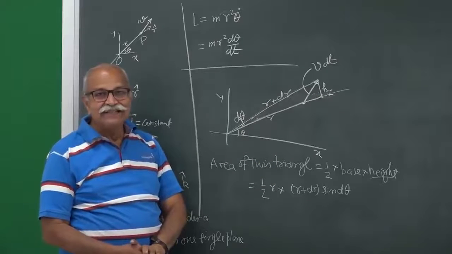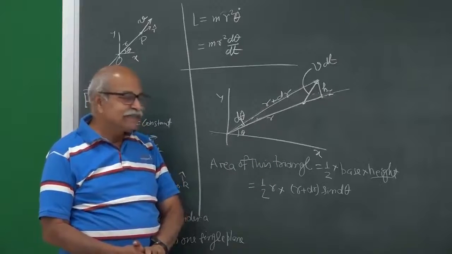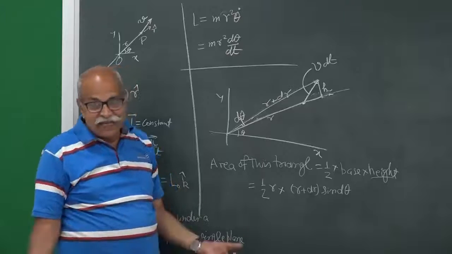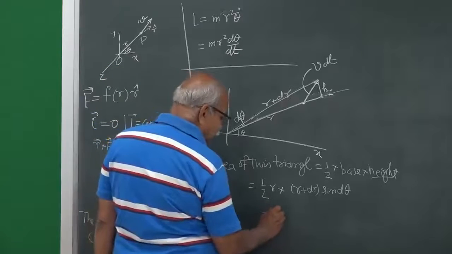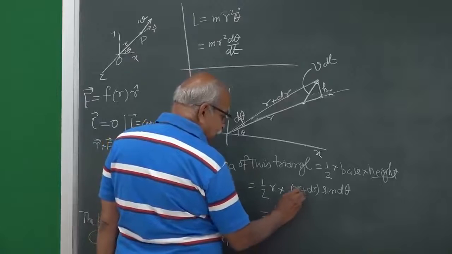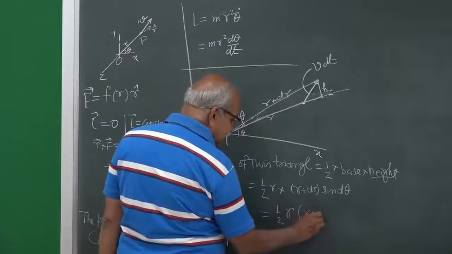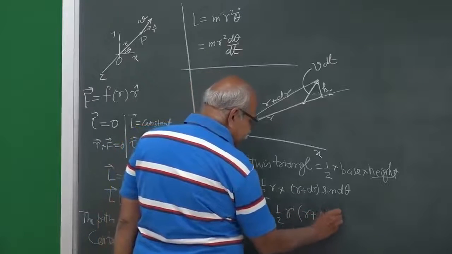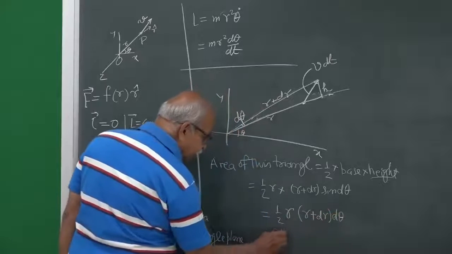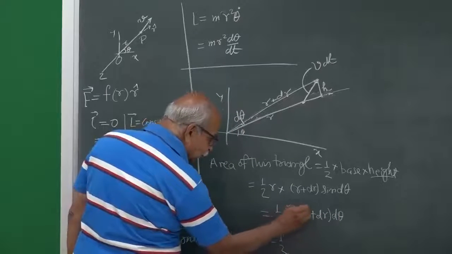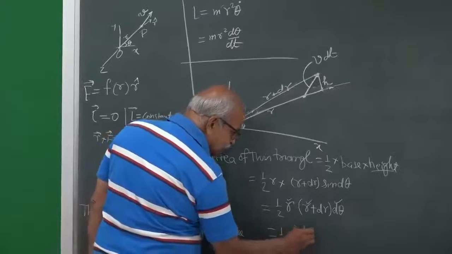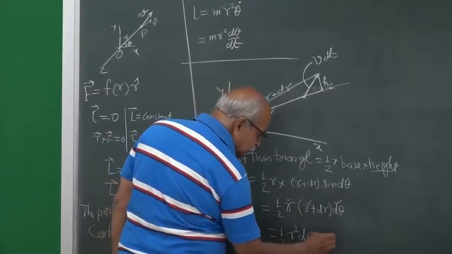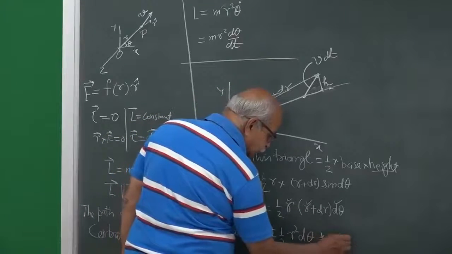But since the angle is infinitesimally small, sine d theta is same as d theta in the limit. So, this will be half into r and into this r plus dr and then d theta, and that is half r square d theta, and then plus half r into dr into d theta.